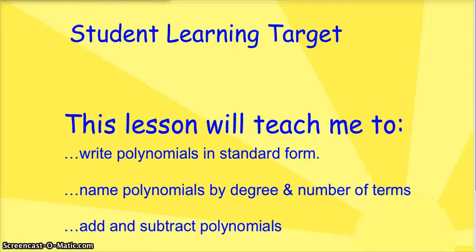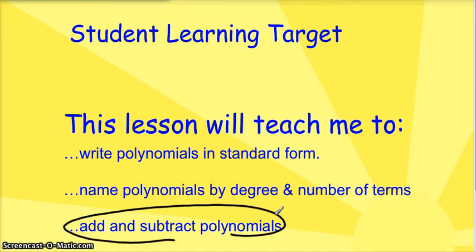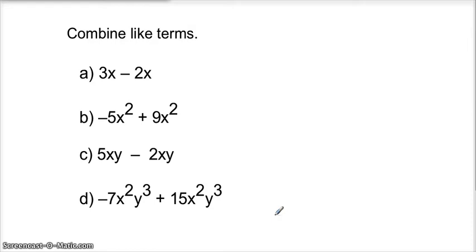This is section 8.1, part 2, where we are going to be adding and subtracting polynomials. Couple of examples that are not in your packet. These say combine like terms. When we combine like terms, we are adding or subtracting the coefficient, meaning the number in front. So 3x minus 2x is 1x.